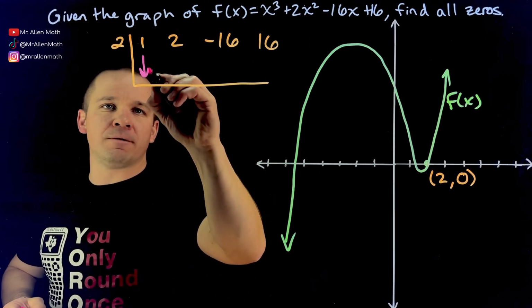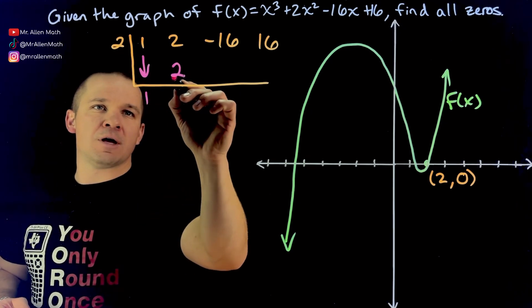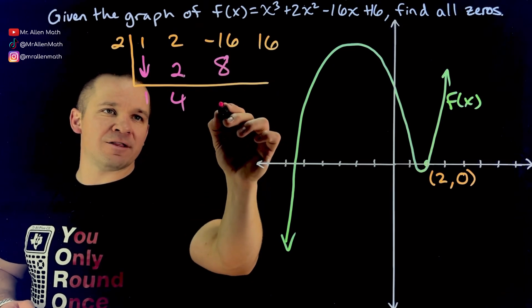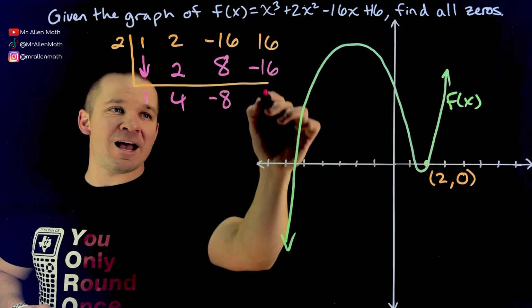Now I can drop the 1. And I'm just going to multiply through. 2 times 1 is 2. And then I add them. 4. Multiply, I get 8. Add them, negative 8. Multiply them, I get negative 16. Add them, I get 0.